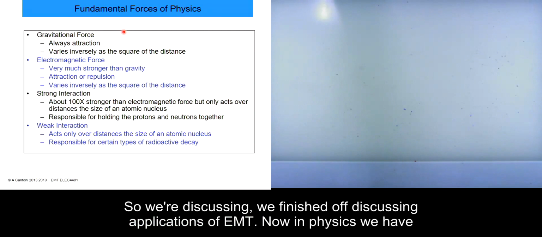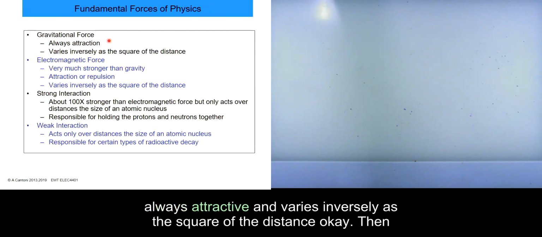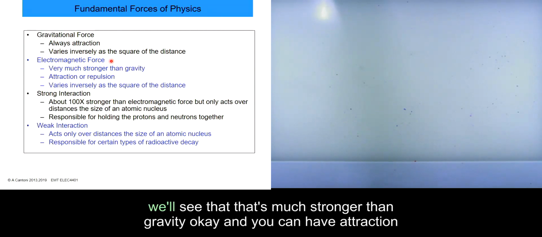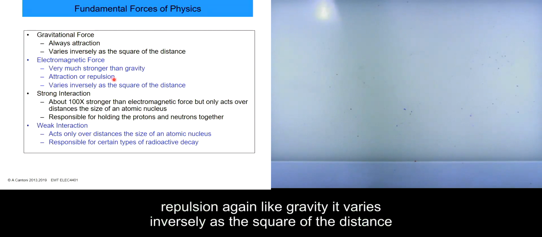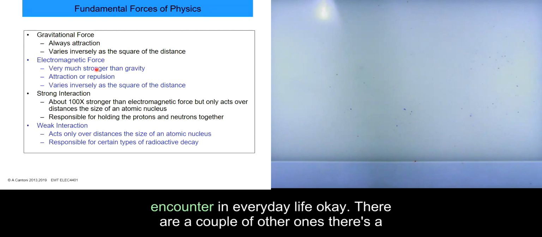Now, in physics, we have a number of forces. The gravitational force is the one that you know pretty well. It's always attractive and varies inversely as the square of the distance. Then we have the electromagnetic force, and that's what EMT is based on. We'll see that that's much stronger than gravity, and you can have attraction and repulsion. Again, like gravity, it varies inversely as the square of the distance. And this electromagnetic force is the strongest force in nature that we encounter in everyday life.